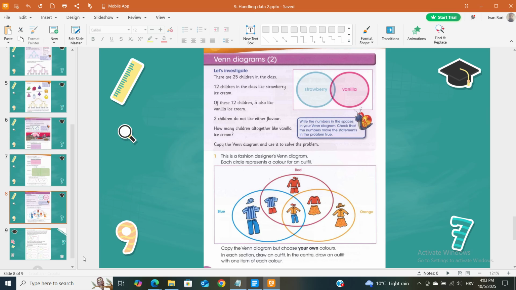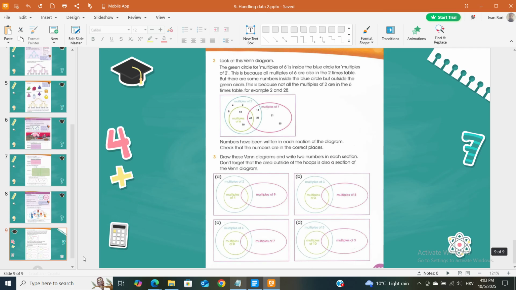1. This is a fashion designer's Venn diagram. Each circle represents a color for an outfit. Blue, red. Copy the Venn diagram but choose your own colors. In each section, draw an outfit. In the center, draw an outfit with one item of each color. Orange. 2. Look at this Venn diagram.